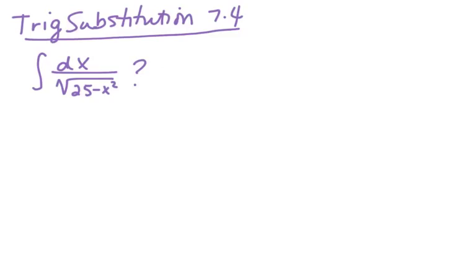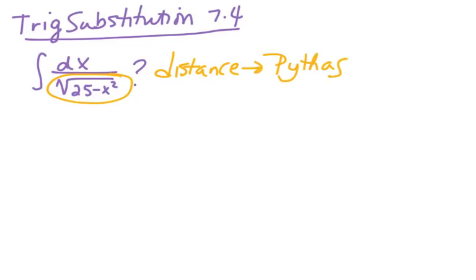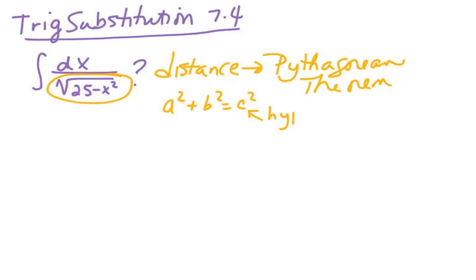It looks something like the distance formula in the denominator, and the distance formula we know comes from the Pythagorean theorem. So let's go down the route of the Pythagorean theorem to try and crack this nut. We all know the Pythagorean theorem, a squared plus b squared equals c squared, where c, of course, is your hypotenuse.